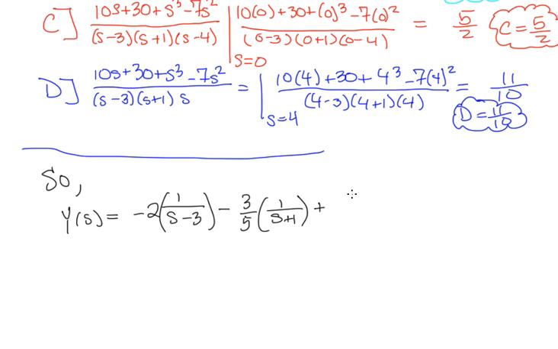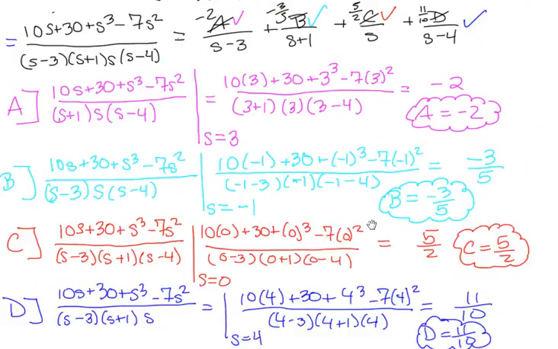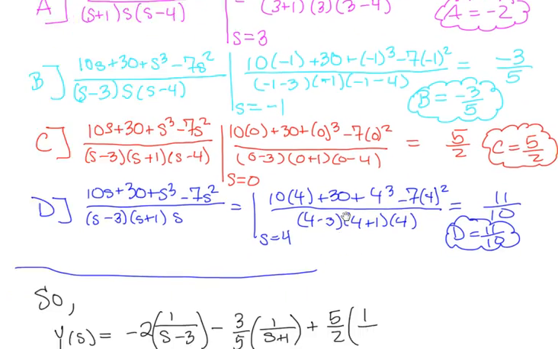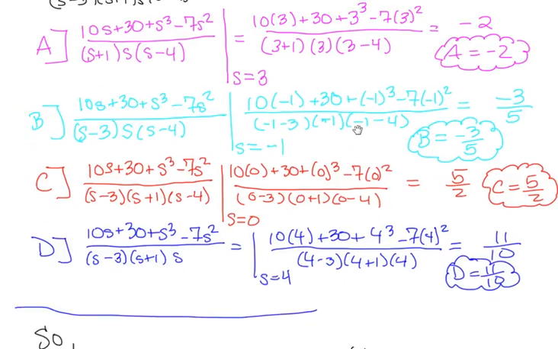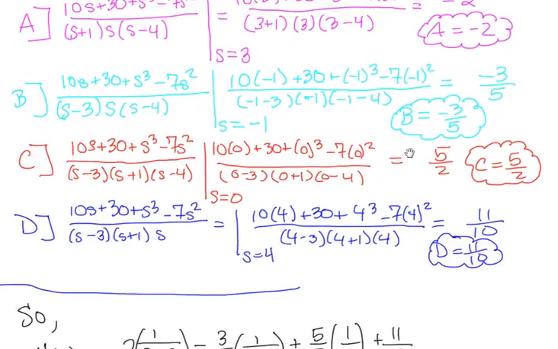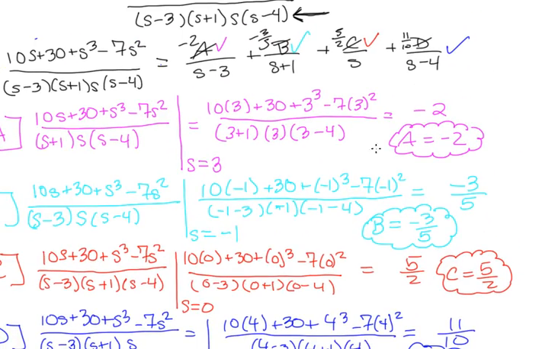And then its C was 5 over 2 times, was it 1 over 5? No, right? Oh yeah, 1 over S, sorry. I can't read my own handwriting sometimes. Alright, so we have this was A, B, C, and now we have to do D. D is 11 over 10, so plus 11 over 10, and then it was 1 over S minus 4.